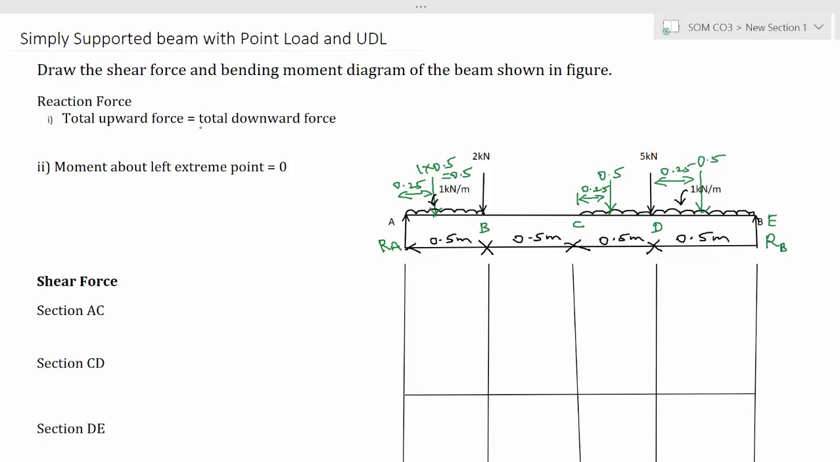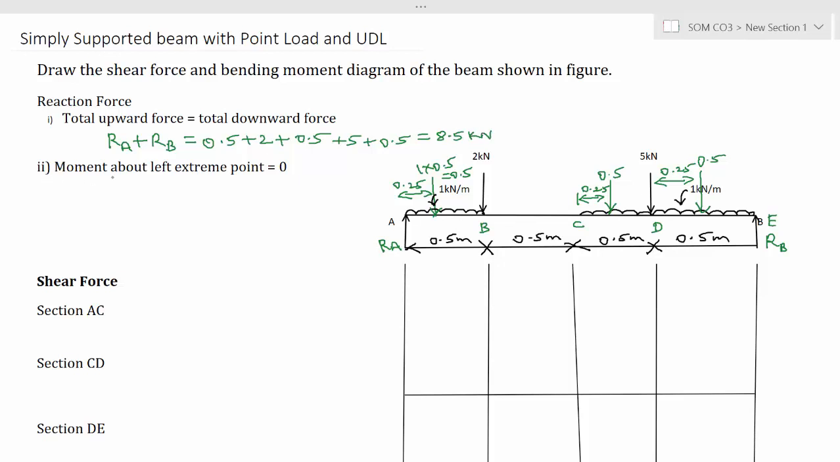By considering the first equation, the total upward force is equal to the total downward force. So RA plus RB is equal to 0.5, that is the first UDL, plus 2, plus another 0.5, plus 5, plus 0.5, that is equal to 8.5 kilonewton.